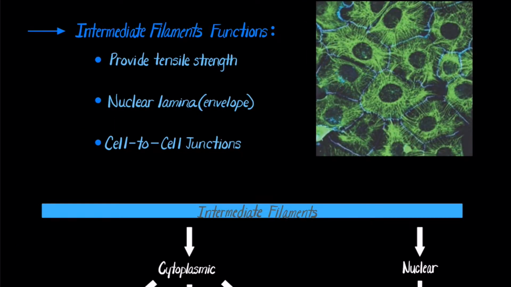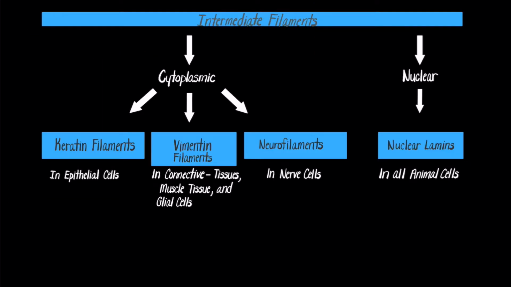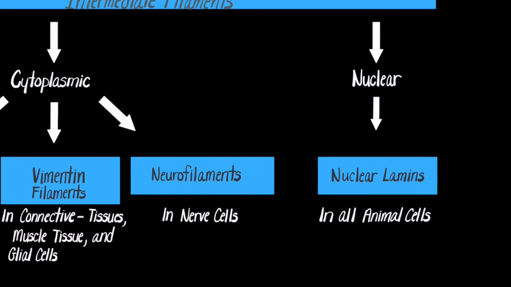Intermediate filaments are stable rope-like polymers built from fibrous protein subunits that give mechanical strength to the cell. That is the most important part of intermediate filament function. It provides that tensile strength. Cytoplasmic intermediate filaments are as follows: the keratin filaments, vimentin filaments, and neurofilaments. And lastly, nuclear intermediate filaments we see in the nuclear lamina, which stabilizes the nucleus.